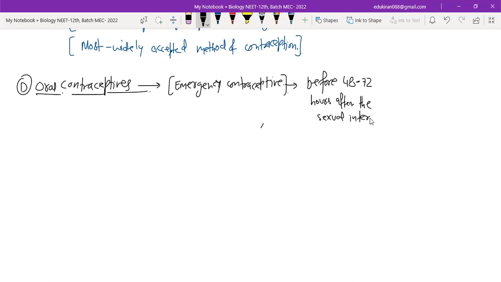So this is basically to not allow implantation to happen. It kills the zygote. Understand? Implantation does not happen.